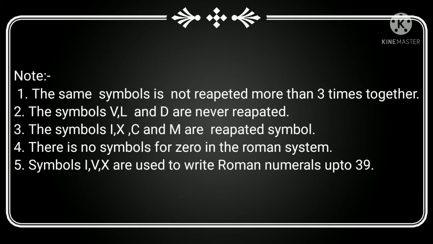While writing the correct Roman numerals, we need to note down some points. The same symbol is not repeated more than 3 times together. The symbols V, L and D are never repeated. The symbols I, X, C and M are repeated symbols. There is no symbol for 0 in the Roman system. Symbols I, V, X are used to write Roman numerals up to 39.